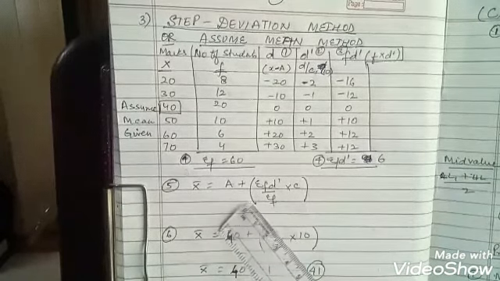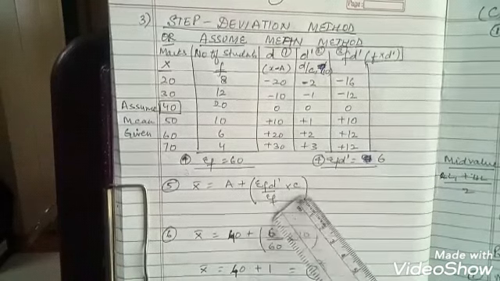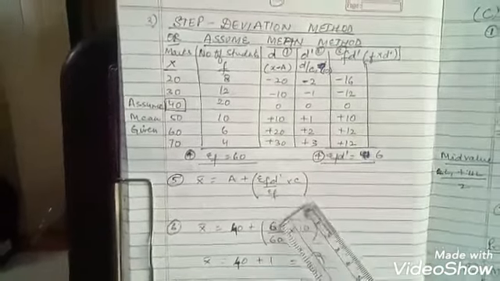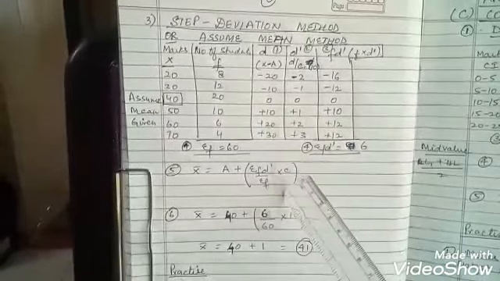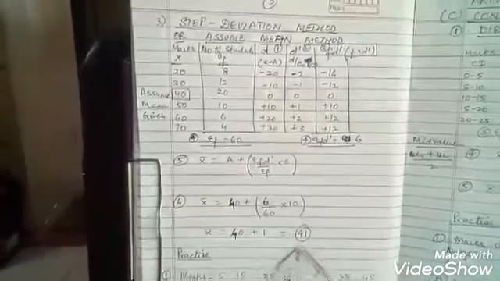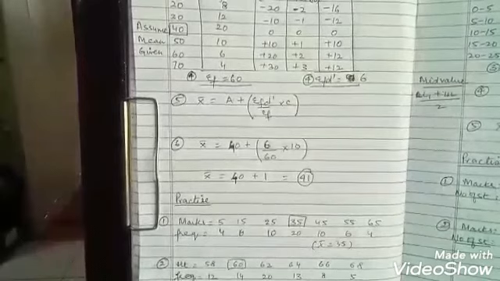Then you have your formula to be posted. X bar is equal to a plus summation f d dash upon sigma f into c. C is the common factor. Again, solve this entire thing in this particular bracket itself and then add it to the assume mean. So 40 plus 6 upon 60 into 10, which is 40 plus 1, which is 41.